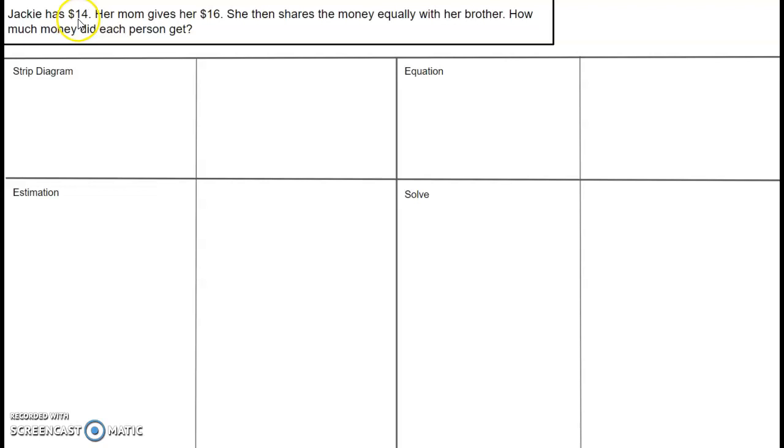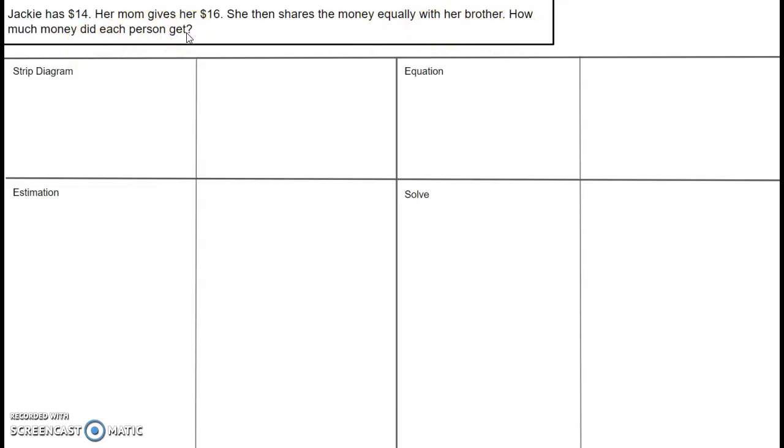Jackie has $14. Her mom gives her $16. She then shares the money equally with her brother. How much money did each person get? Let's read it again. Jackie has $14. Her mom gives her $16. She then shares the money equally with her brother. How much money did each person get?